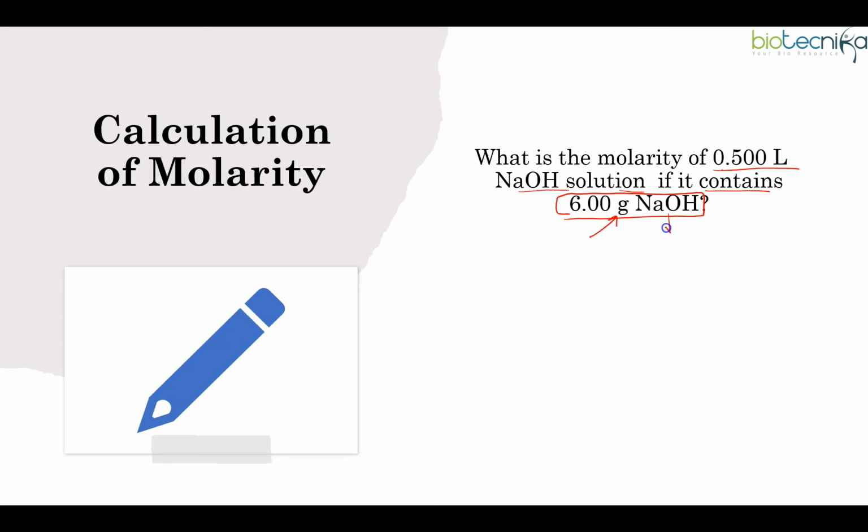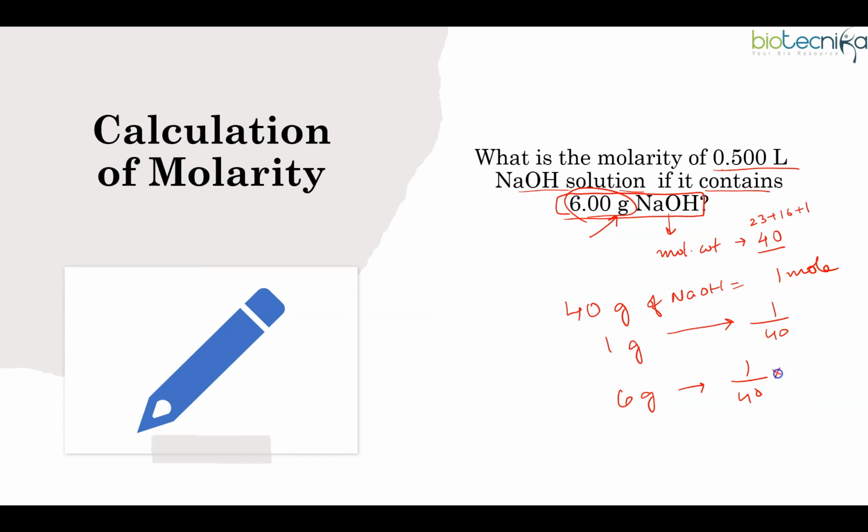Now again, the first step will be to calculate the molecular weight. The molecular weight of NaOH is 40, that is 23 plus 16 for oxygen and 1 for hydrogen. Now if we take 40 grams of NaOH, that means we have taken 1 mole of NaOH. However, we have not taken 40 grams, we have taken 6 grams. Here you can apply the unitary method. 1 gram will give you 1 by 40 moles, and 6 grams will give you 1 by 40 into 6. So basically you have to divide 6 by 40. This is going to give you 0.15 moles of NaOH.